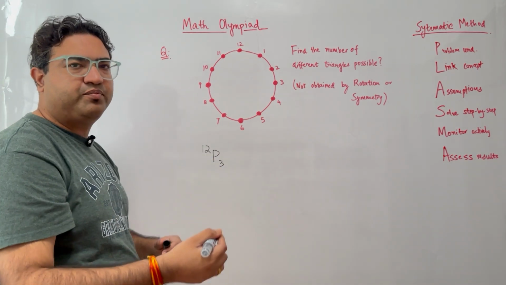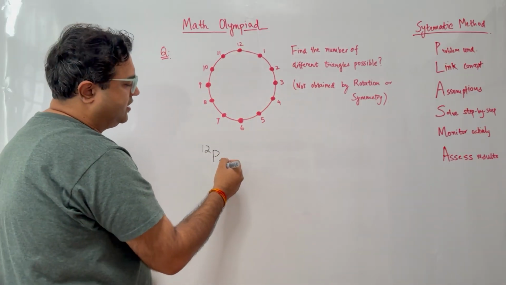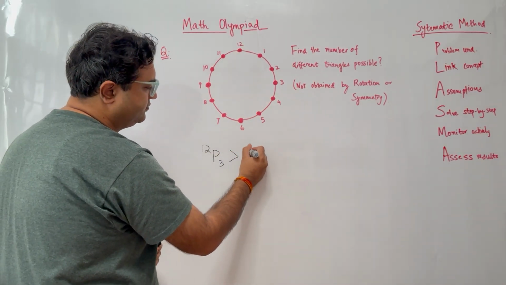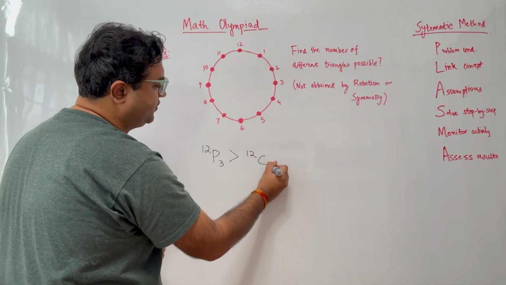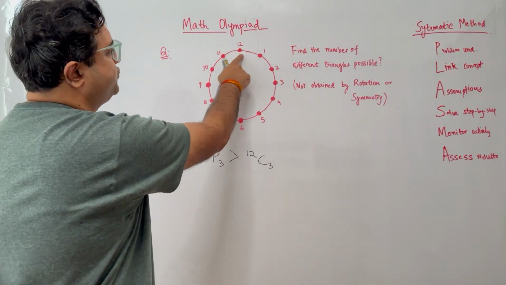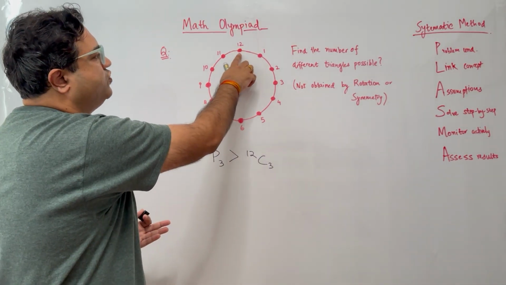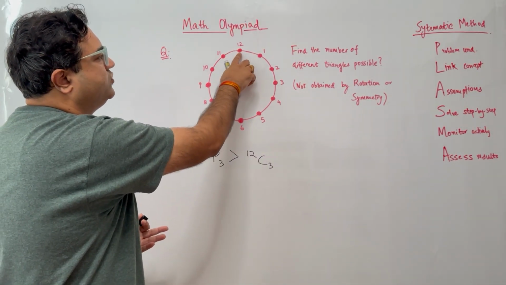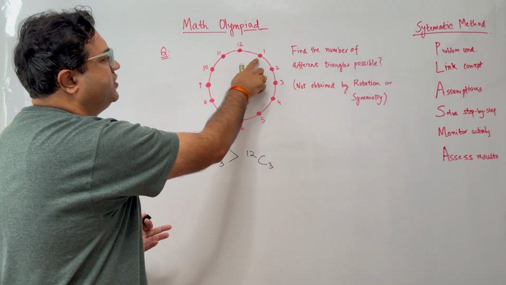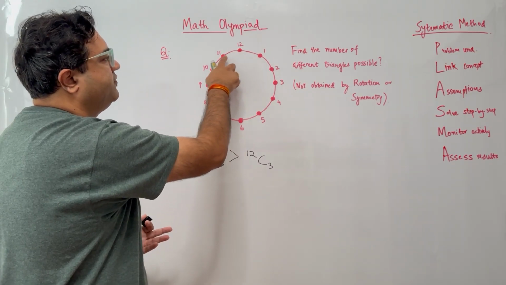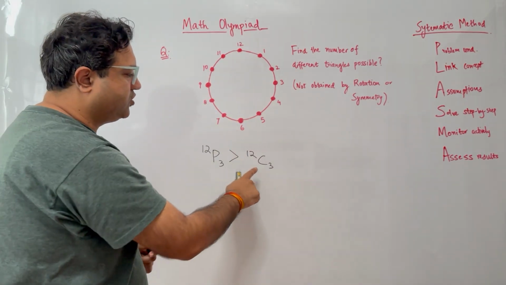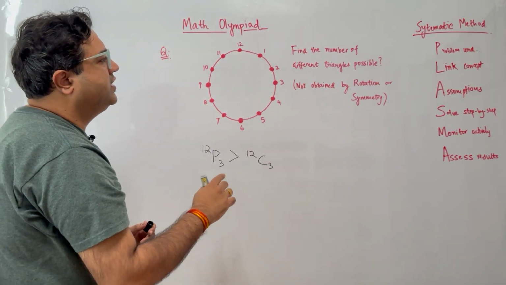The next that you will go to is combination. So combination will be 12C3. In combinations, at least 12, 11 and 1 will be one kind of triangle, whether you count it as 12, 1, 11 or 12, 11, 1 or 1, 11, 12 or 1, 12, 11. These are all one triangle. So in combination, we capture that.